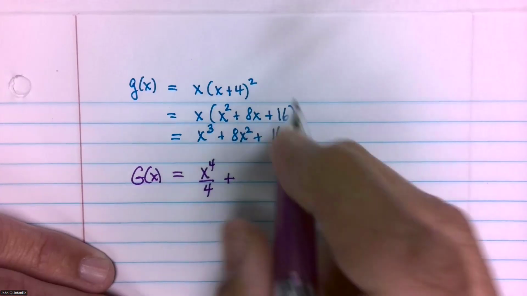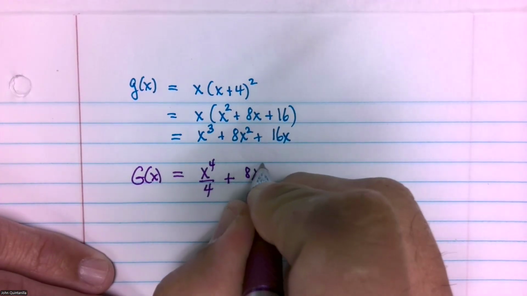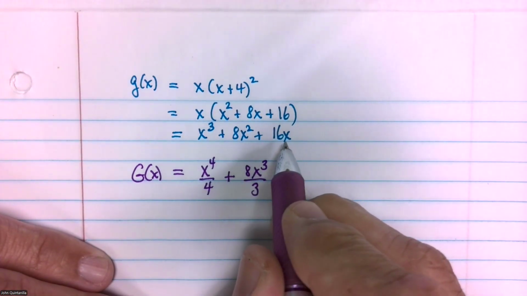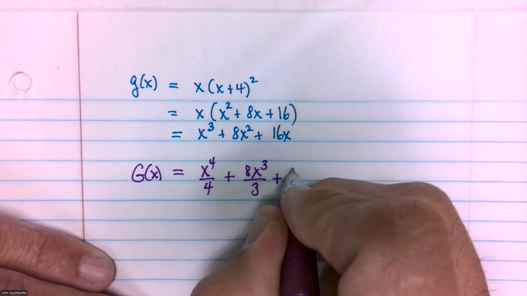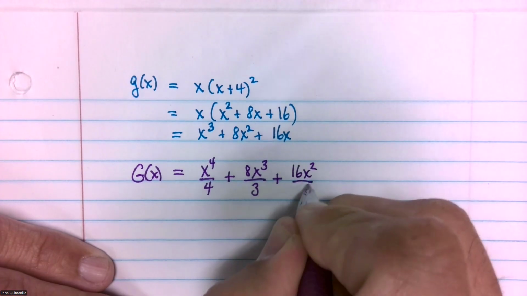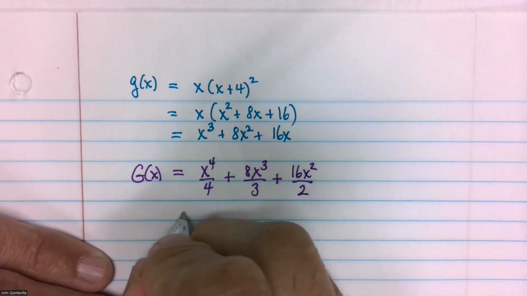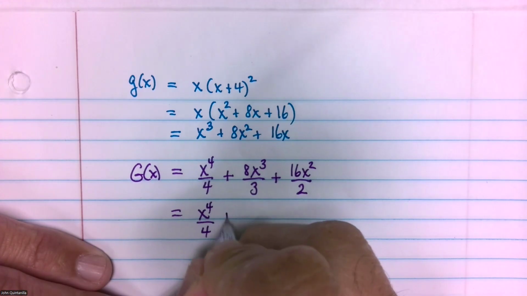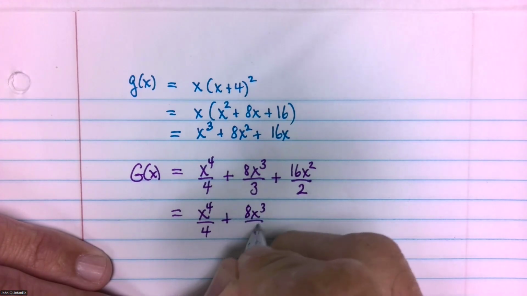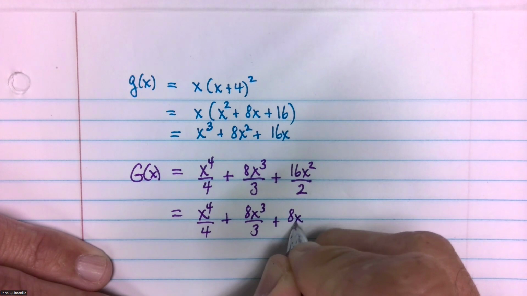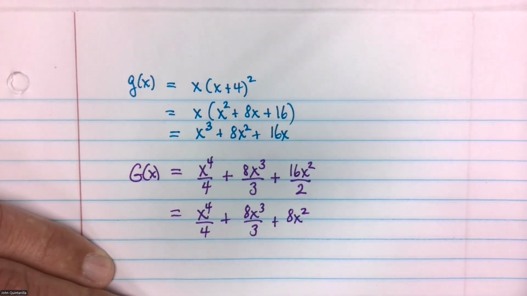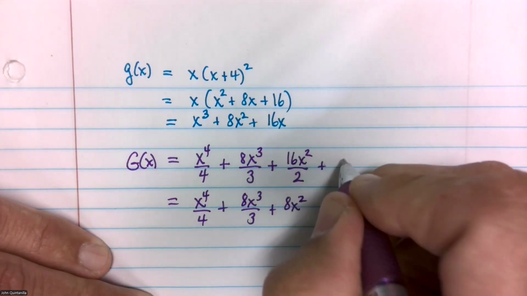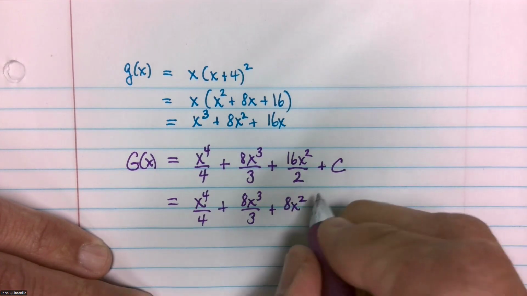The general antiderivative of 8x squared is going to be 8x cubed over 3. And the generalized antiderivative of 16x is going to be 16x squared over 2. And that simplifies a little bit. I can write this as x to the fourth over 4 plus 8x to the third over 3 plus 8x squared. Now, hopefully you're screaming at the screen right now because there's one thing that I did not write down, and that is plus the general constant of integration.